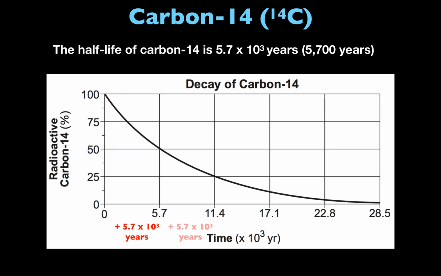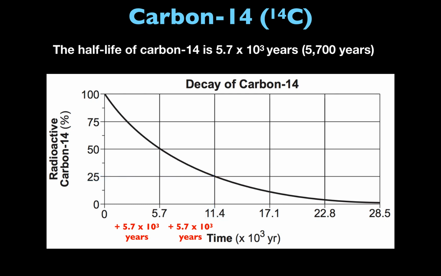Well, time goes on. We get another 5,700 years to go by. So in total, we have gone 11,400 years. We're left with 25% carbon-14, because when we went from 50 to 25%, we cut that in half. That took another 5,700 years. And we end up with 25% carbon-14.